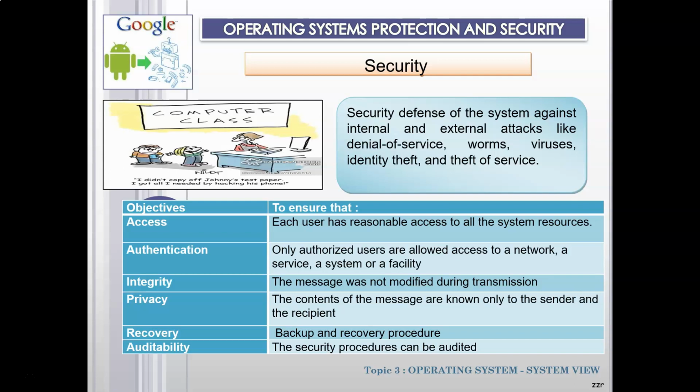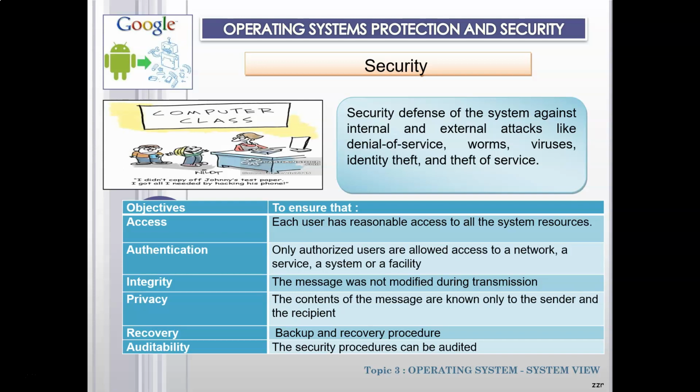Authentication: only authorized users are allowed access to a network, a service, a system, or a facility. Integrity is that the message was not modified during transmission. Integrity is to ensure that there are no changes in the content or in the message that has been transferred, to ensure the originality and the authenticity.